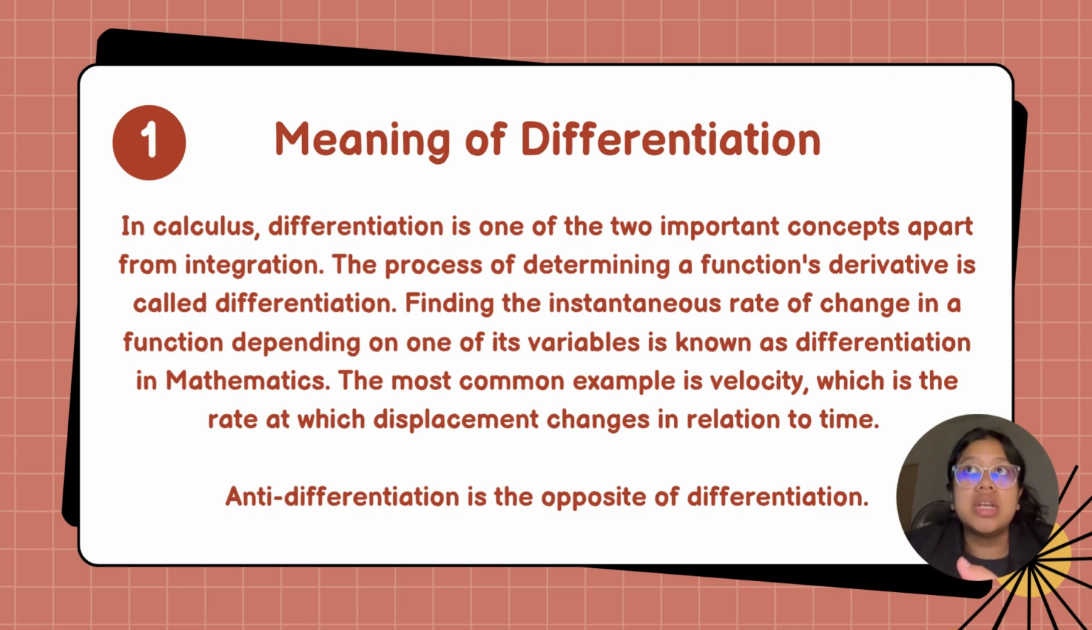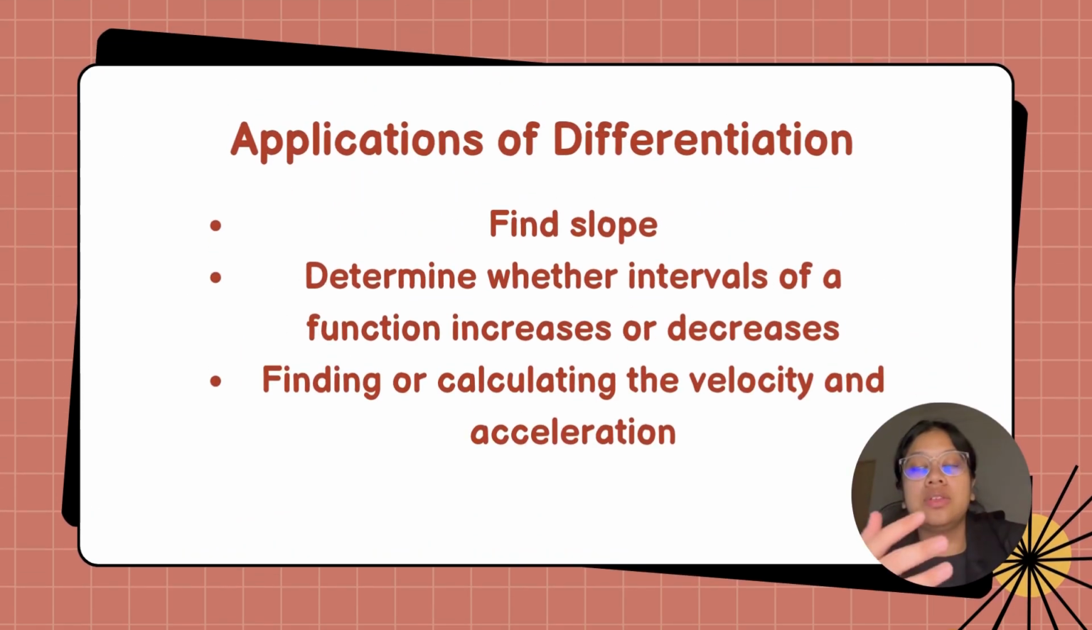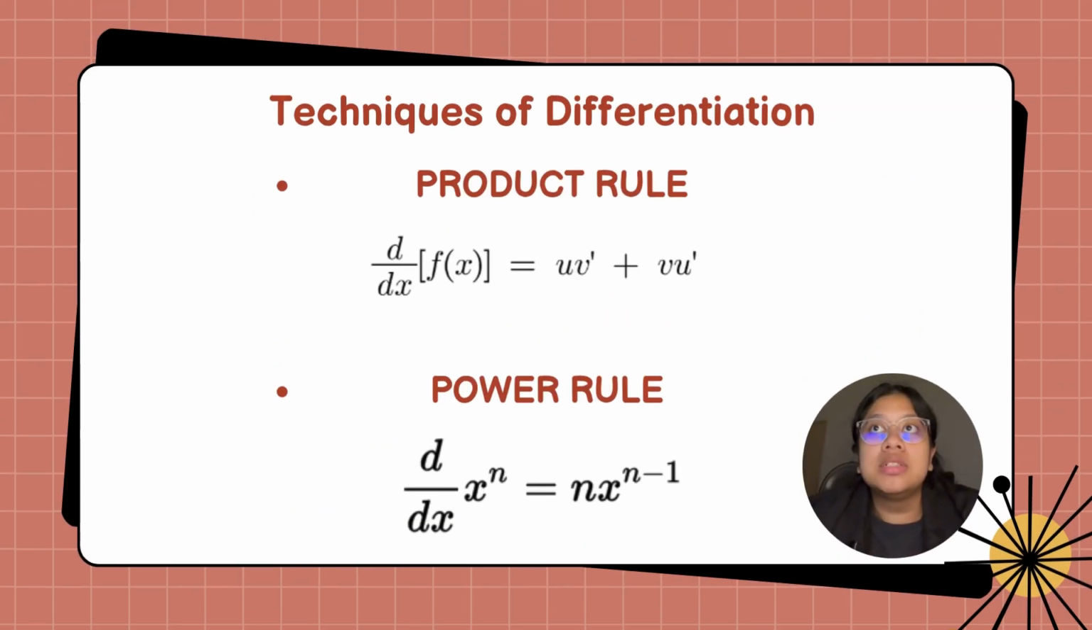Also, anti-differentiation is the opposite of differentiation. Next, we are going to be discussing the applications of differentiation. Usually we use differentiation to first find the slope, second to determine whether intervals of a function increase or decrease, and third, finding or calculating the velocity as well as its acceleration. Now we are going to proceed to the techniques of differentiation.